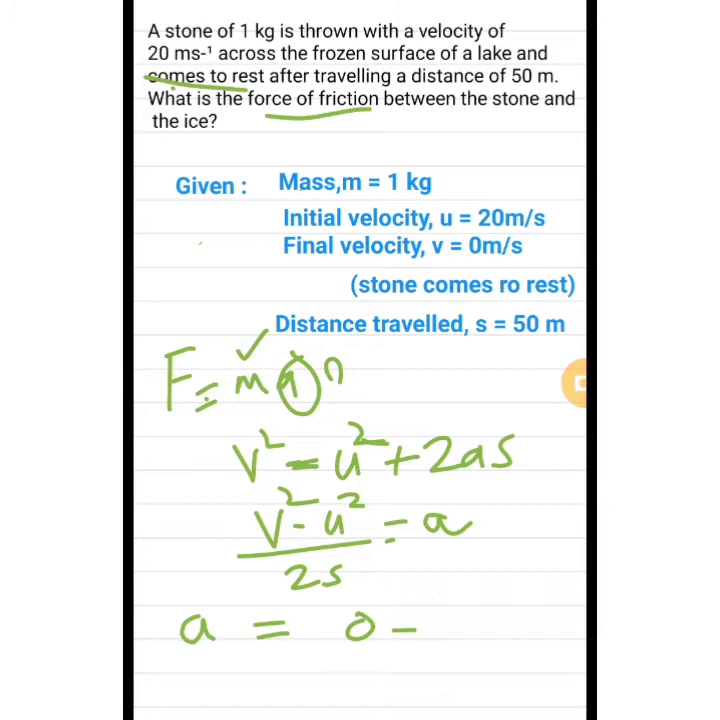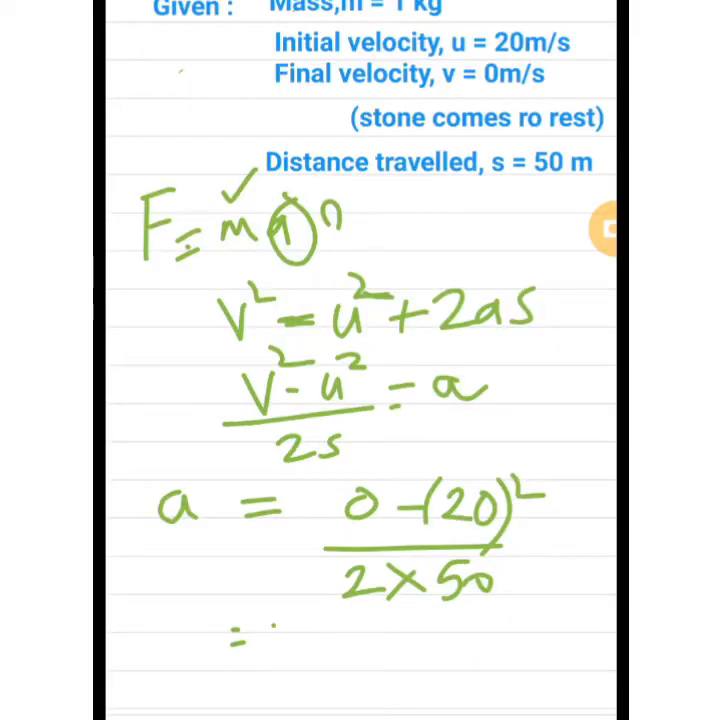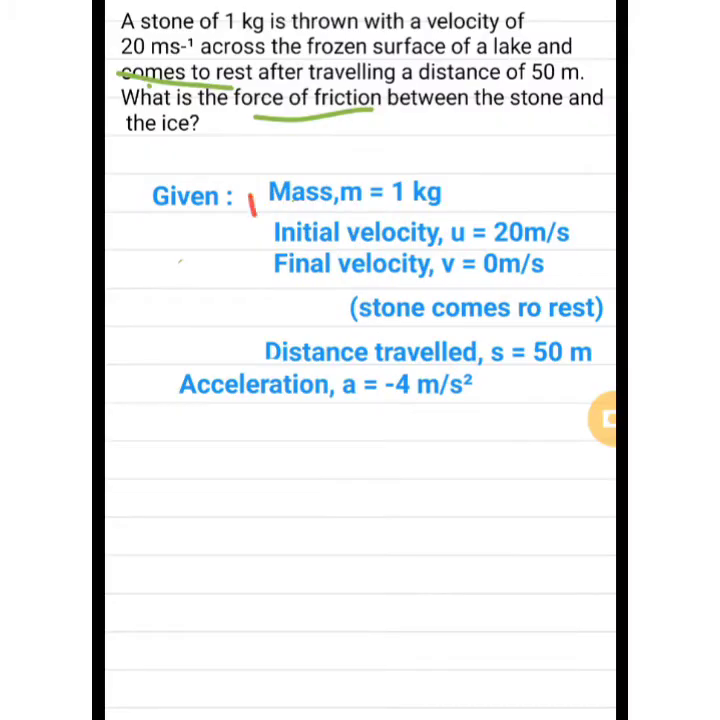Now substitute the values of v, u and distance. So you have a is equal to 0 minus 20 the whole square divided by 2 into 50. So 20 square is 400. So minus 400 divided by 100. On cancelling, we get the answer as minus 4 meter per second square. That means the acceleration here is negative acceleration, that is retardation. So now we have got the value of acceleration.